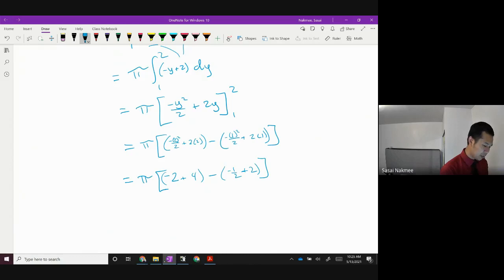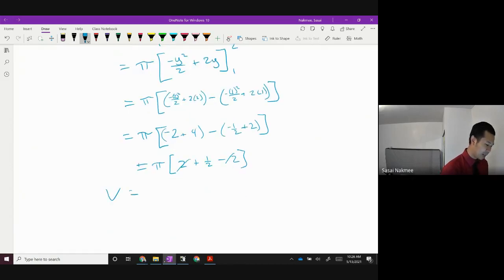Just combine like terms here. We got what we got. Negative 2 plus 4 is going to be 2, plus 1/2 minus 2. All that work for the 2's to cancel out. This volume that I'm calculating is just going to equal 1/2 pi.